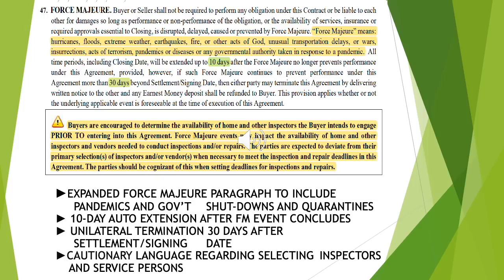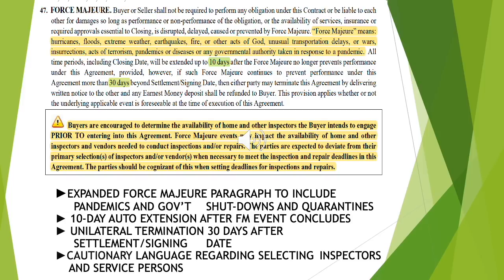Force majeure events may impact the availability of home and other inspectors, and vendors needed to conduct inspections and or repairs, and the parties are expected to deviate from their primary selection of inspectors and or vendors when necessary to meet the inspection and repair deadlines in the agreement. And the parties should be cognizant when setting these deadlines for inspections and repairs of the availability of inspectors.